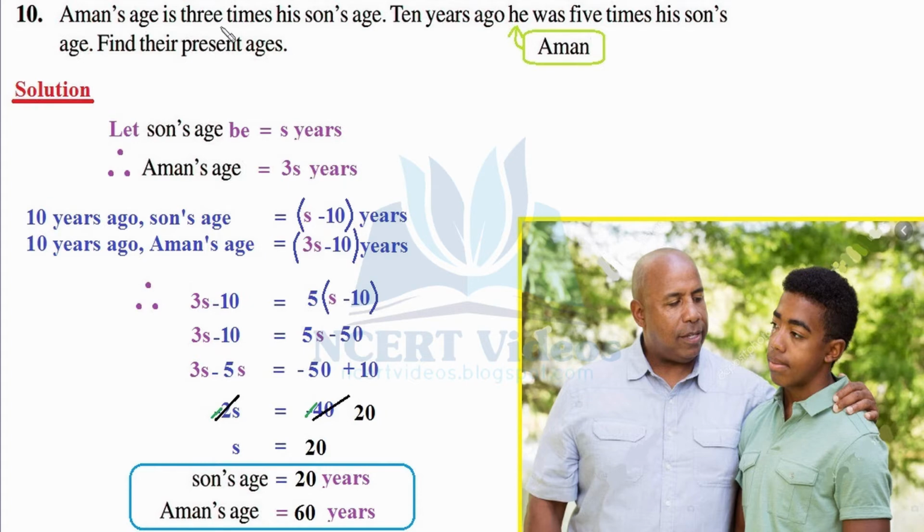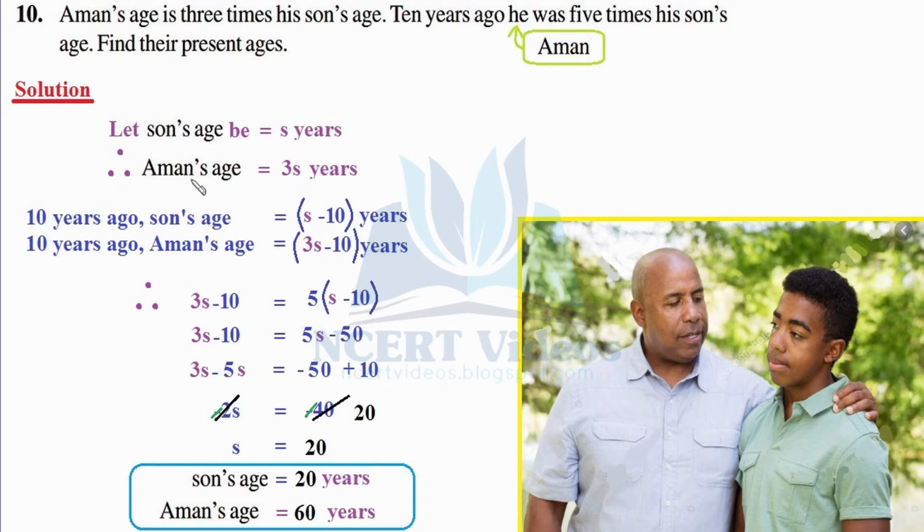So it is a better practice in mathematics to assume the independent quantity. So we will consider son's age to be S years. And why S? Because S denotes son. And we know very well from our previous questions that we consider a variable with a small letter. Therefore we wrote let son's age be equal to S years. Years obviously because years is a unit of ages.